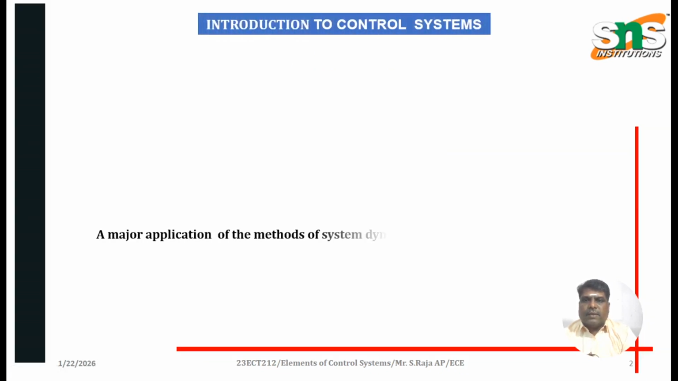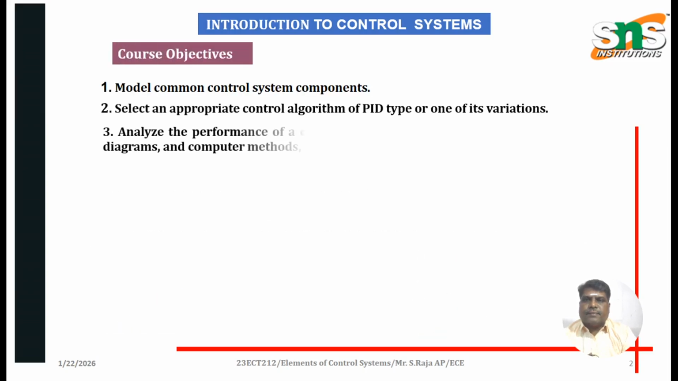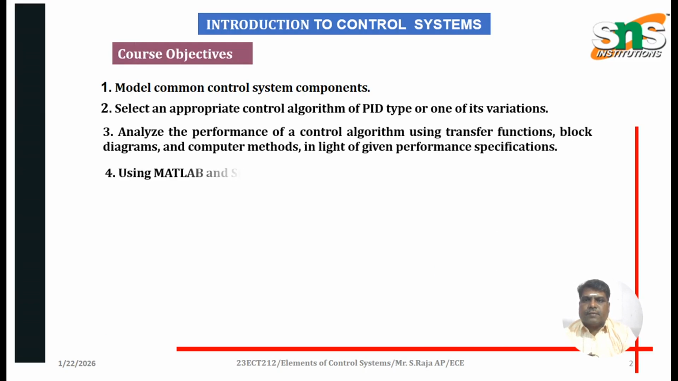Now we are going to see the introduction to control system. Now we can see the core objectives of this subject: model common control system components; select an appropriate control algorithm, PID type or one of its variations; analyze the performance of a control algorithm using transfer functions, block diagrams and computer methods in light of given performance specifications, using MATLAB and Simulink to analyze and simulate control systems.